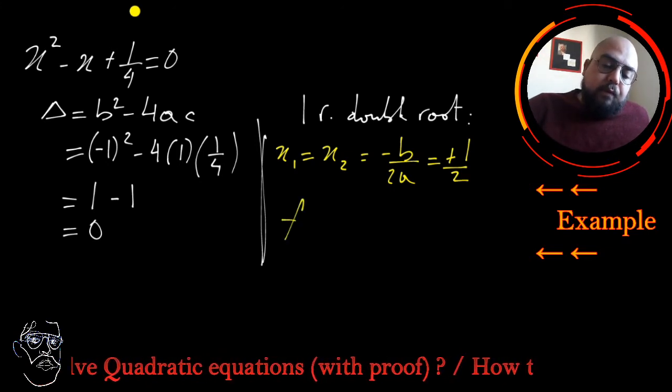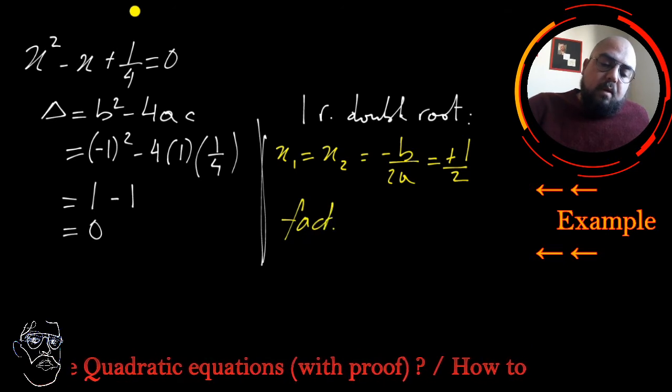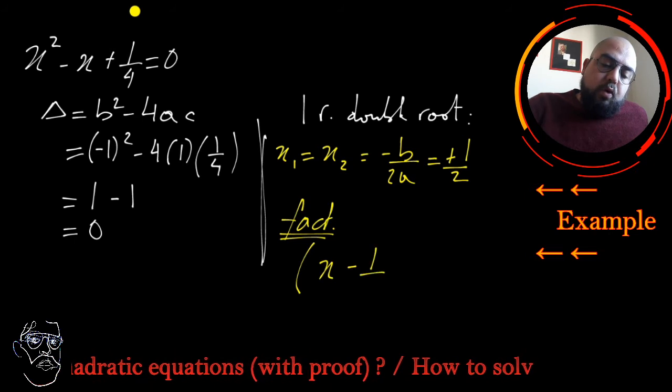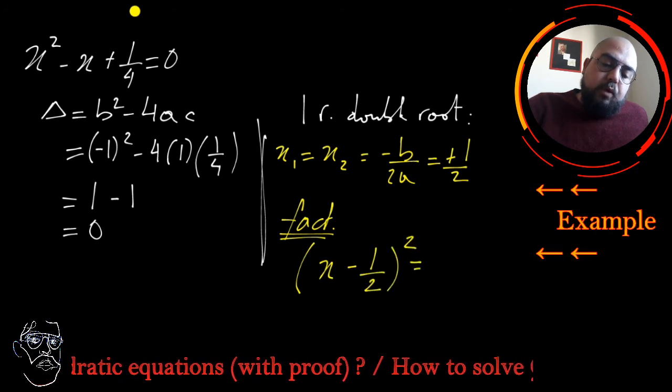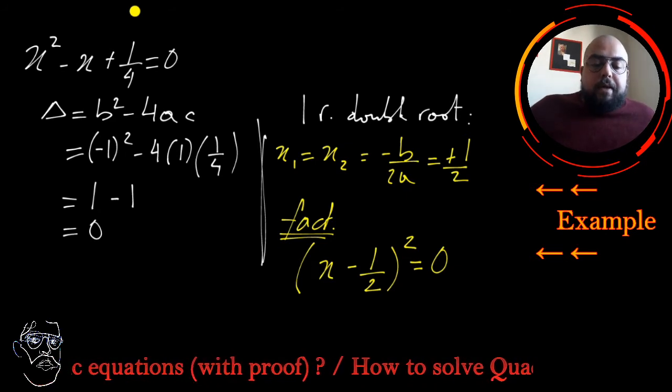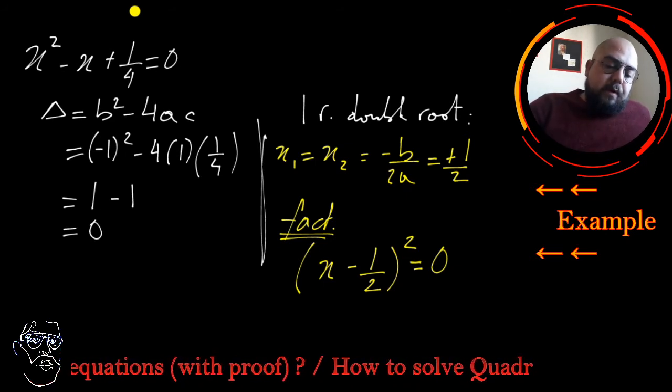So the factorized form will be (x minus 1/2) to the power of 2, which is equal to 0. This is how you get to the factorized form. This was the first example.